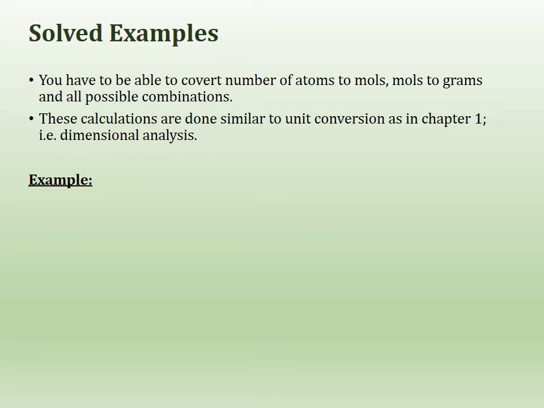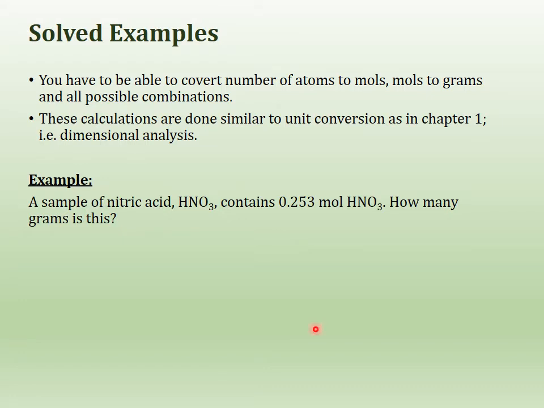So in the following few slides, we just have a whole bunch of solved examples. And what we're going to do is start converting from moles to grams, grams to atoms to moles, and all permutation combinations possible. Okay, so for example, this is the first one to begin with. A sample of nitric acid contains 0.253 moles of nitric acid. How many grams do we have?